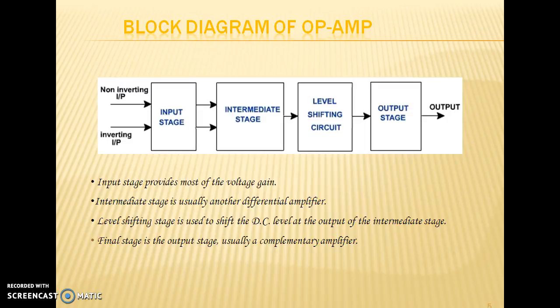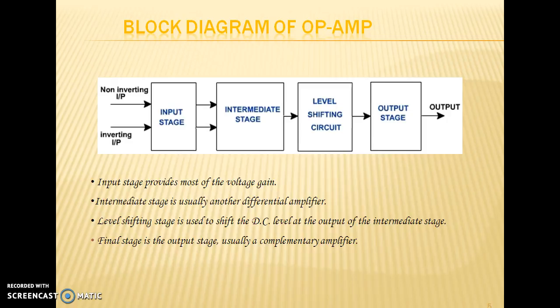Now, we see the block diagram of an operational amplifier or an op-amp. It has basically 4 blocks. First one is the input stage. It consists of 2 inputs, the non-inverting input and the inverting input. The input stage is the dual input balanced output differential amplifier.